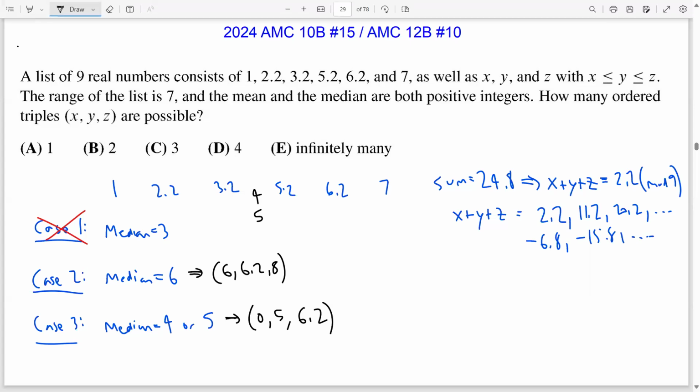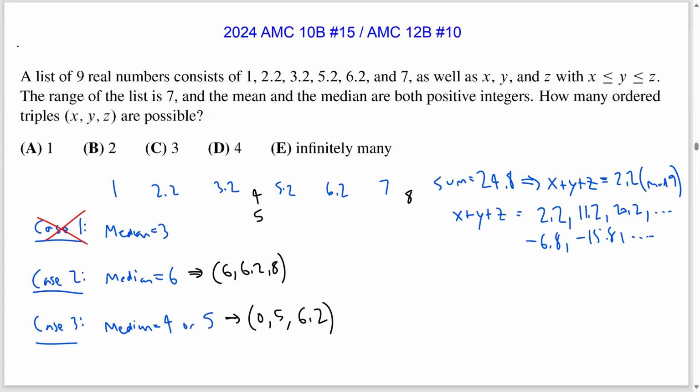On the other hand, if the largest of the three unknowns is 8, then it's not too hard to check that there are no ordered triples that satisfy all of these conditions. Because again, we can look at the sum of the three unknown numbers and conclude that no matter what the third number is, and no matter what the median is, one of these conditions will be violated.